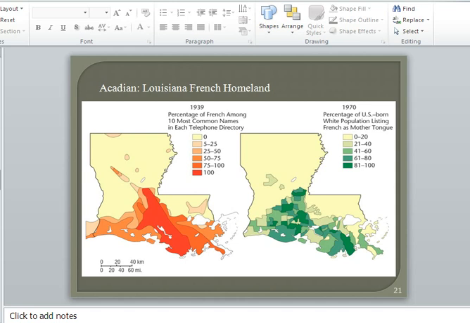So here is a 1939 and 1970 study in Louisiana looking for people who had French heritage, and they used the phone book again as a way to identify people who had strong connections to what was called the Acadian French. And in 1970 they looked at people who used French as their primary language. So the activity this week will be looking at zip codes, people's last name by zip code, and trying to understand if there's any predominant ethnic diversity or makeup in Eugene.